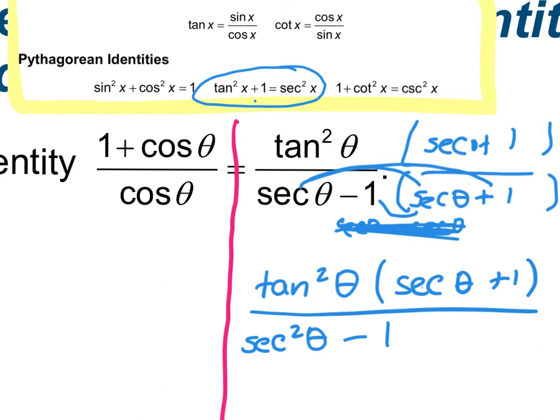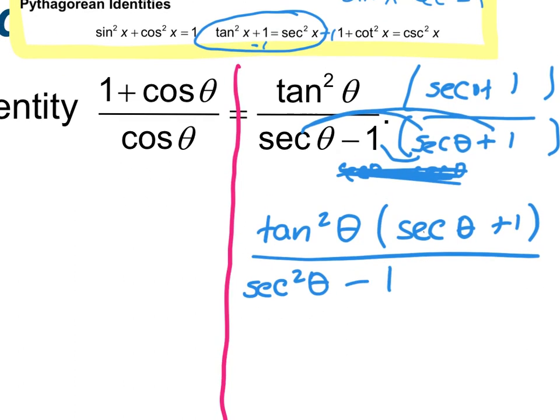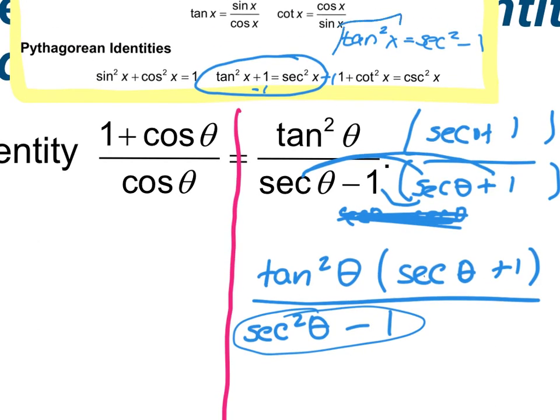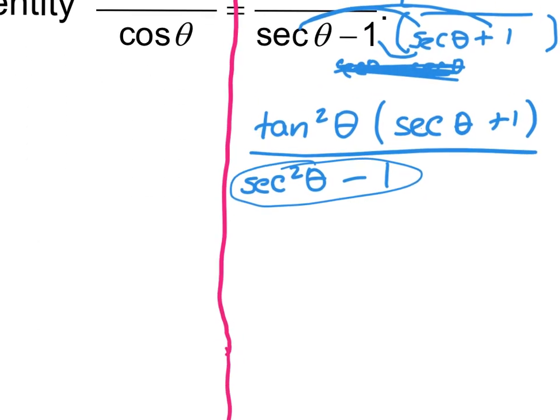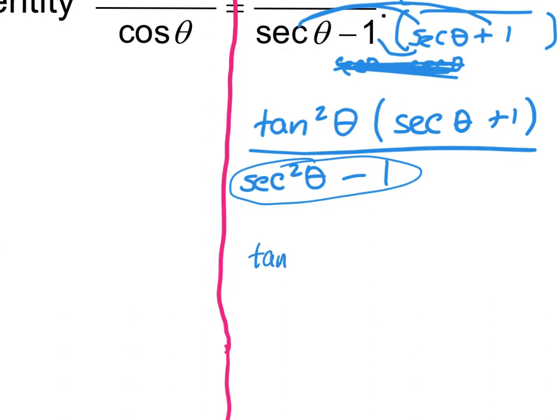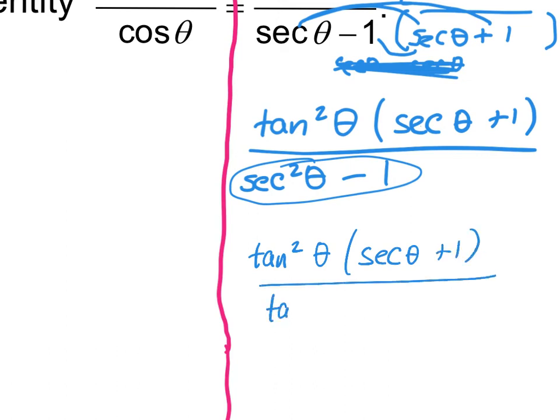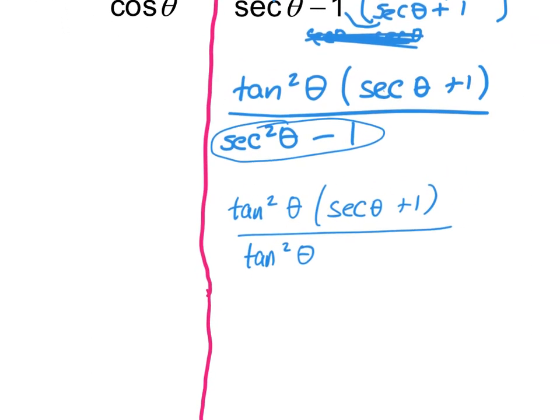If I move 1 to the other side, that says tangent squared of x equals secant squared minus 1. So what can I replace this secant squared minus 1 with? What trig function? Tangent squared. Good. So I'm going to rewrite this as tangent squared of theta times secant theta plus 1 over tangent squared theta. Now we could change tangent into sine over cosine.